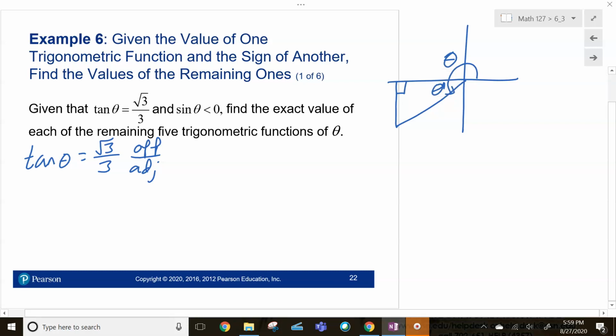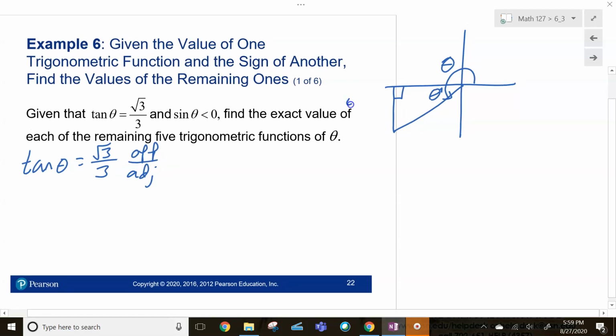I got to use my reference angle to do this with right triangle trig. With respect to theta prime, that would be my opposite side. This is my adjacent, next to, because this is my hypotenuse right there, opposite the 90 degree. So the opposite side is root 3. The adjacent side is 3. Now, you got to be careful. X is negative, because we're using the reference angle for an angle bigger than 90 degrees.